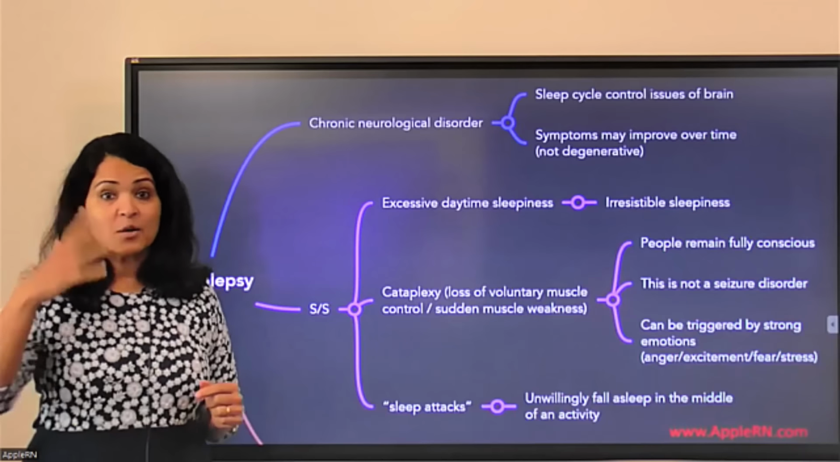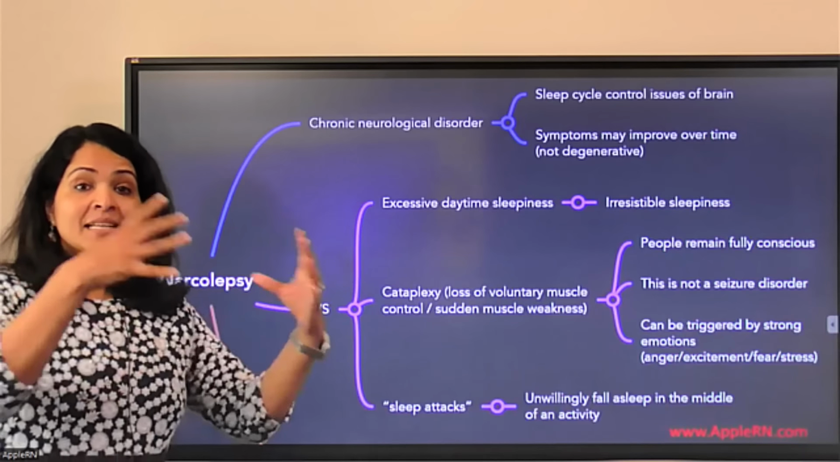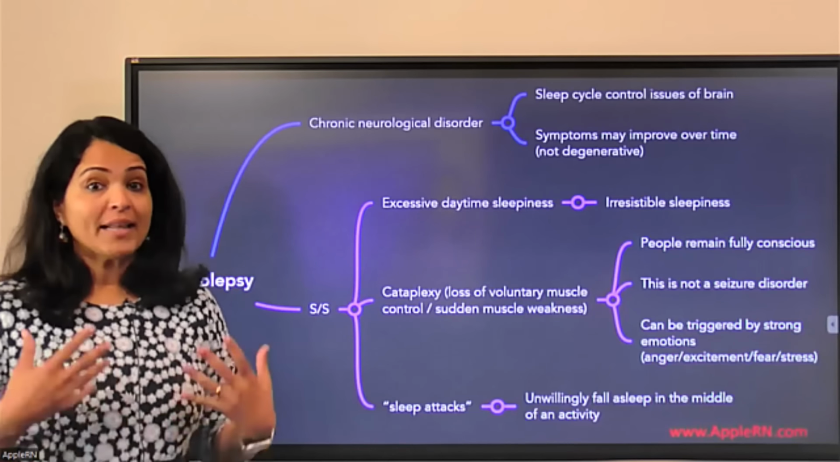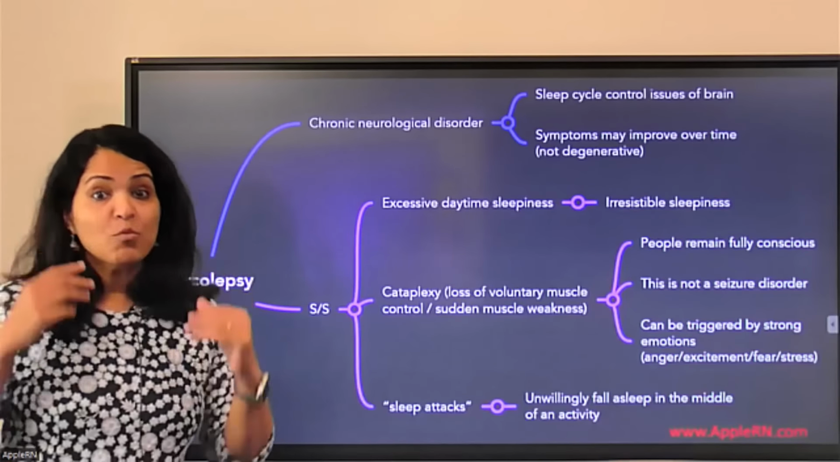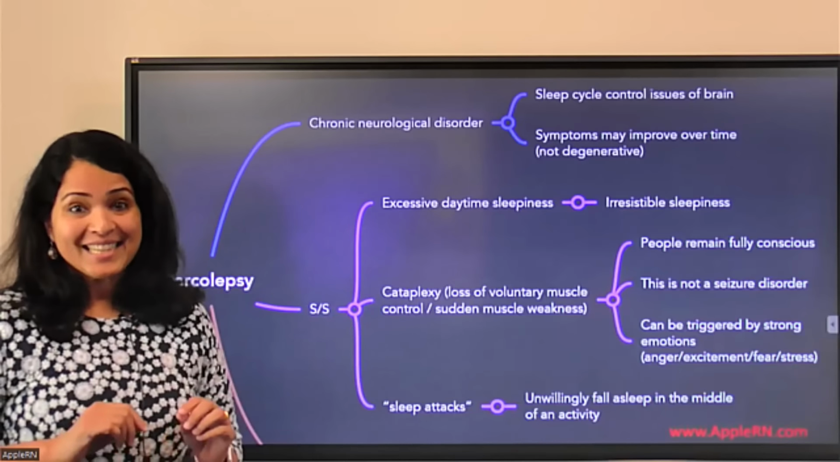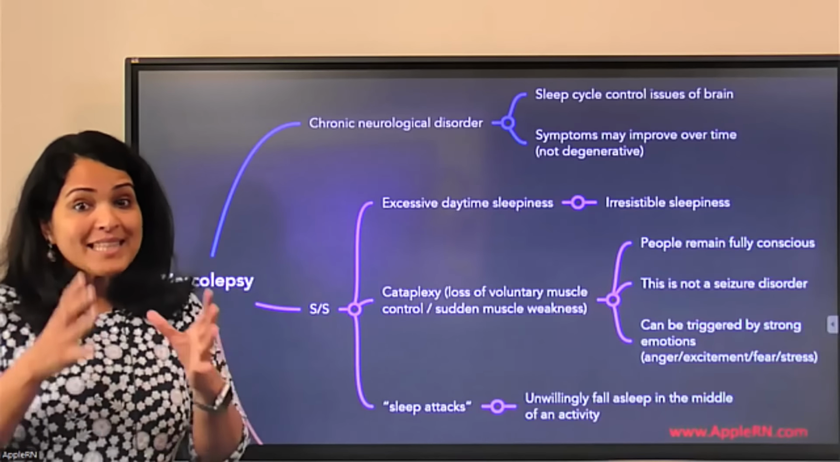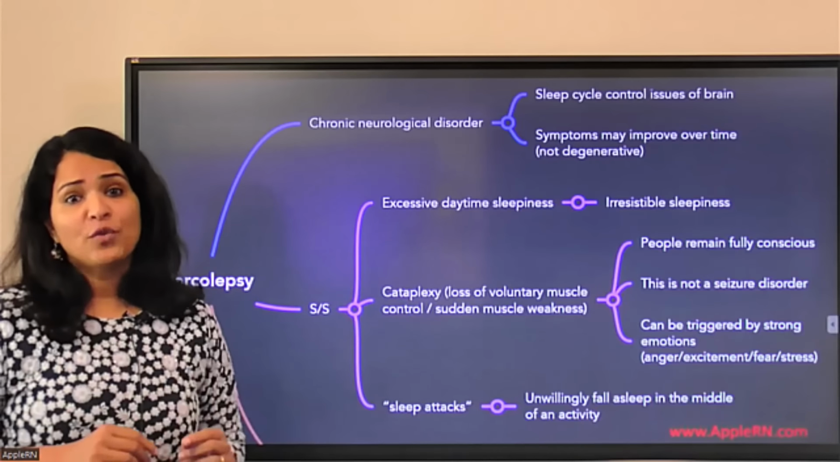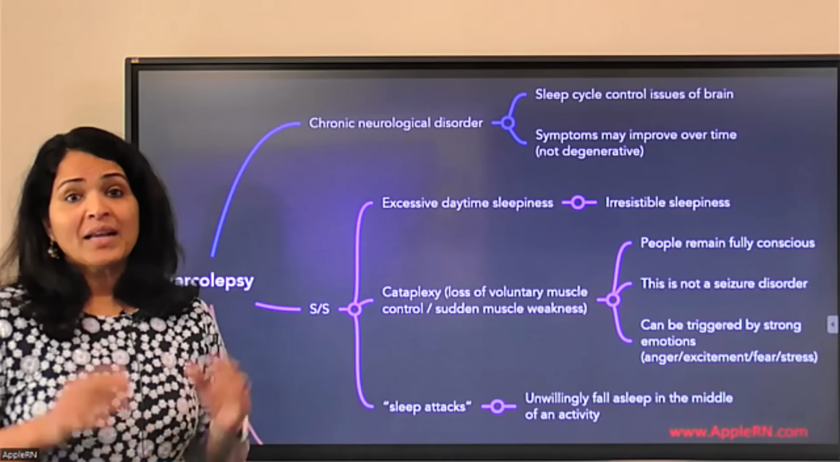It affects the brain system of the sleep-wake cycle, like when we sleep, when we wake up, our rapid eye movement time, how fast we go into that, and the time when we dream and see images and stuff like that. That sleep cycle is controlled by the brain and its hormones, and there is some issue with it. That's when people have the condition called narcolepsy. It's a chronic neurological disorder.